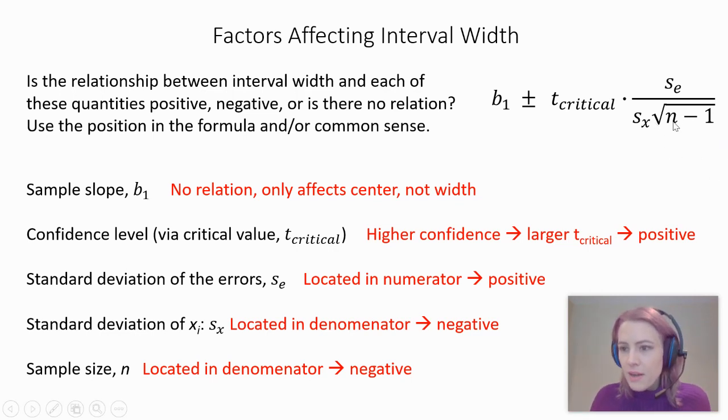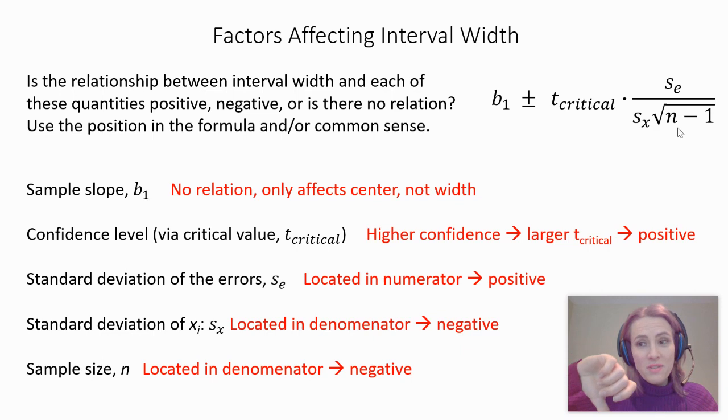All right, lastly, the sample size n, that one, hopefully, just off the top of your head, that as the sample size goes up, the interval width goes down. And that's a function of its position here in the denominator.